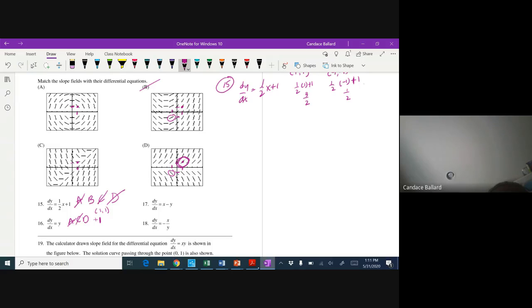Okay, so I know I'm down to A and C. I'm going to choose that same point, 1, 1. And I put 1 in for x and 1 in for y, and I end up with 0, which is a horizontal slope. The only one with a horizontal slope there is C. So this one better be A. We're going to check it. 1, 1. It says I've got negative 1 over 1, which is a negative 1, which again is a negative slope.